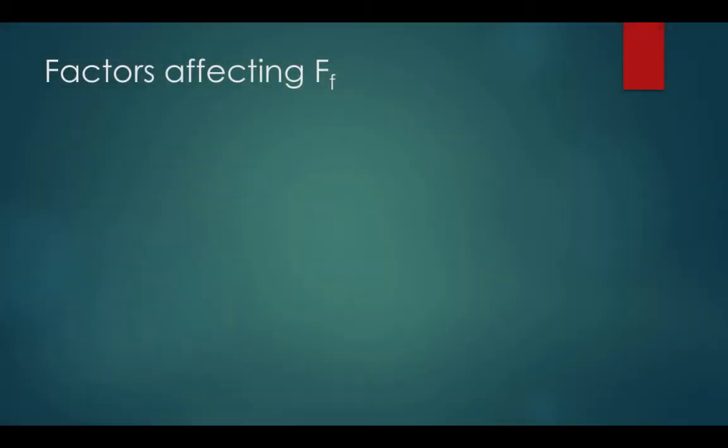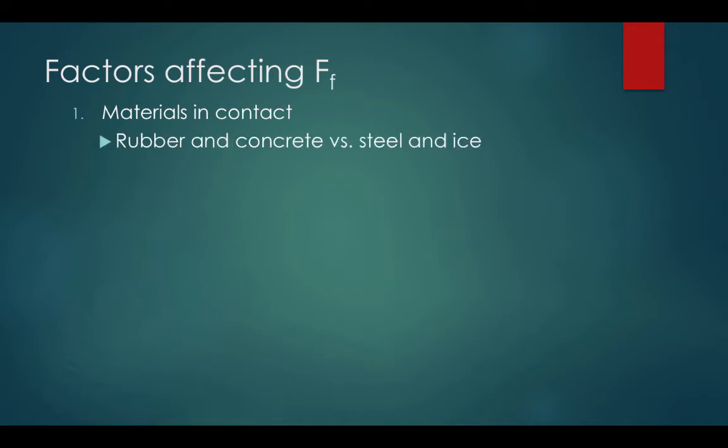Here are the factors that will affect friction force. One would be the type of materials in contact. We know that rubber on concrete is pretty sticky, that's why we make car tires out of rubber, while steel on ice is pretty slick, and that's why skates are made of steel. The texture also matters. Smooth items are more slick than rough surfaces, like glass versus sandpaper.